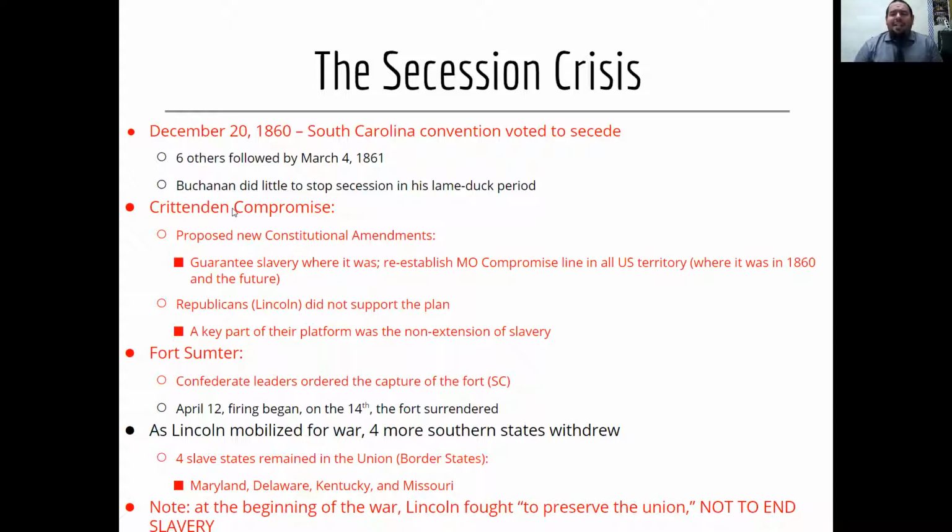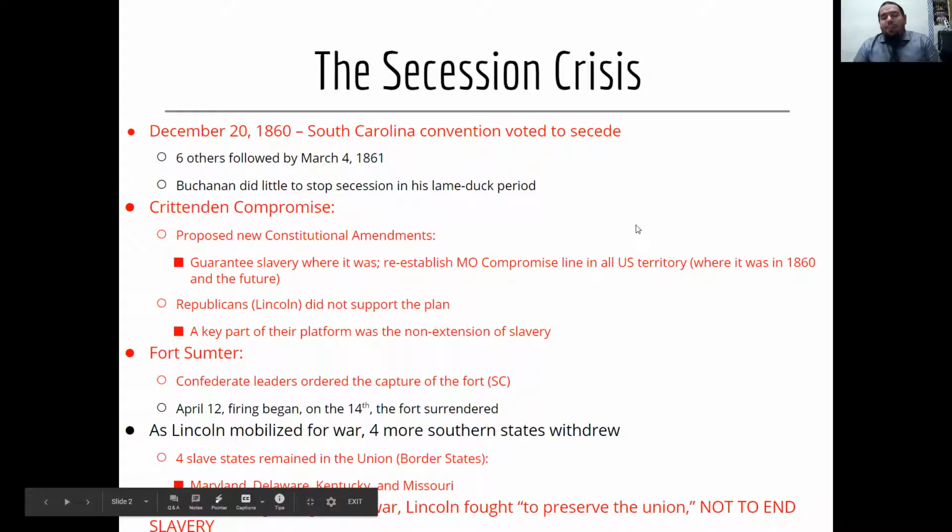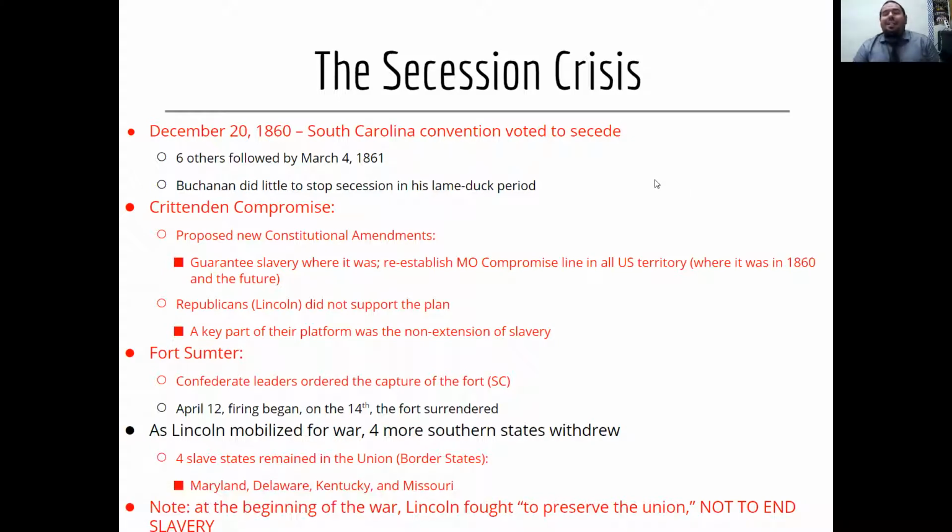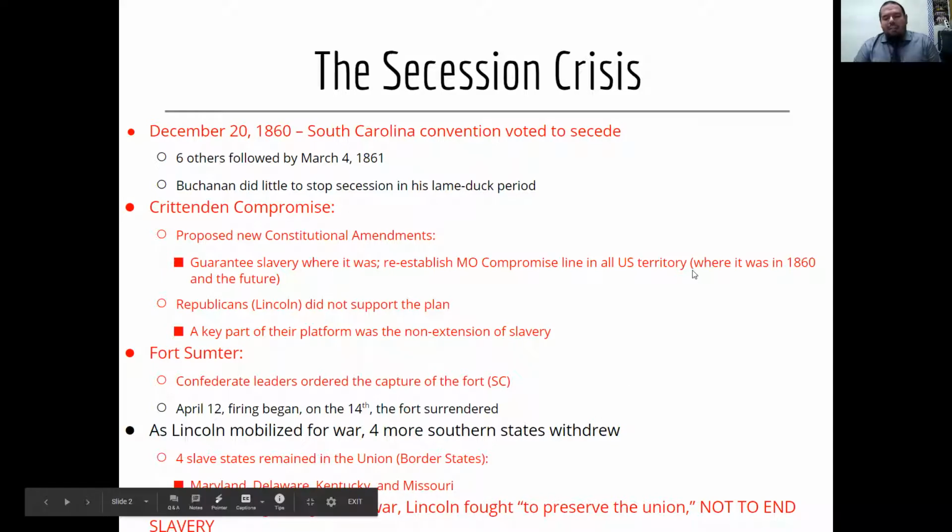I always find it interesting that Missouri, the one who wanted to enter the Union as a slave state, now sides with the Union. Now, notice that these states still have slavery, but they're loyal to the Union. Okay. And at the beginning of the war, Lincoln promised it was to preserve the Union, not to end slavery. All right. Know that.